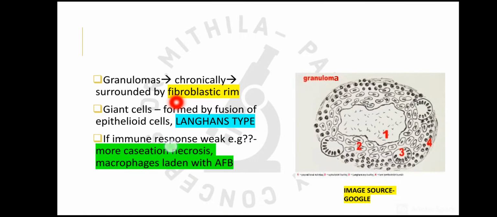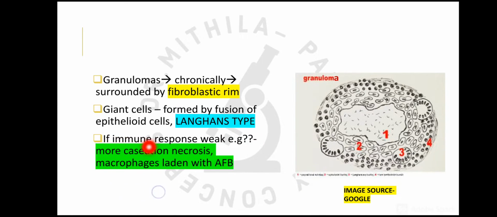Now again, chronic granulomas, if they are of long duration, are generally surrounded by a fibroblastic rim. So fibroblasts are seen in the form of spindle-shaped cells with pointed ends. Then there are giant cells of the Langerhans type. I told you the nucleus is arranged in a horseshoe-shaped pattern.